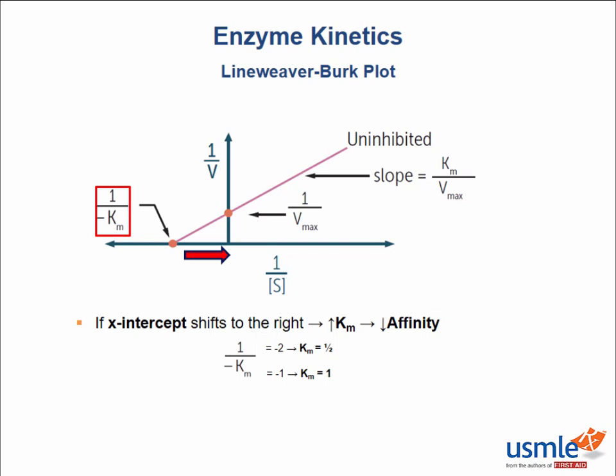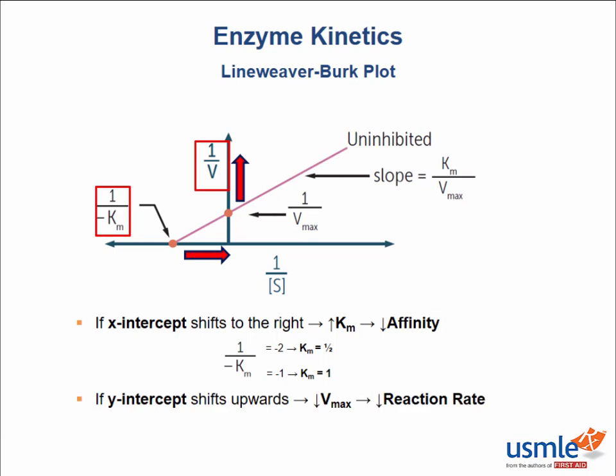Now moving to the y-axis, if we shifted the y-intercept up and farther away from 0, we would be increasing this value. But the Vmax would decrease. As we learned before, decreasing our Vmax would decrease the rate of the reaction. Again, inputting numbers can make this easier to understand. As you can see, when 1 over Vmax increases from 1 to 2, the Vmax decreases from 1 to 1/2.